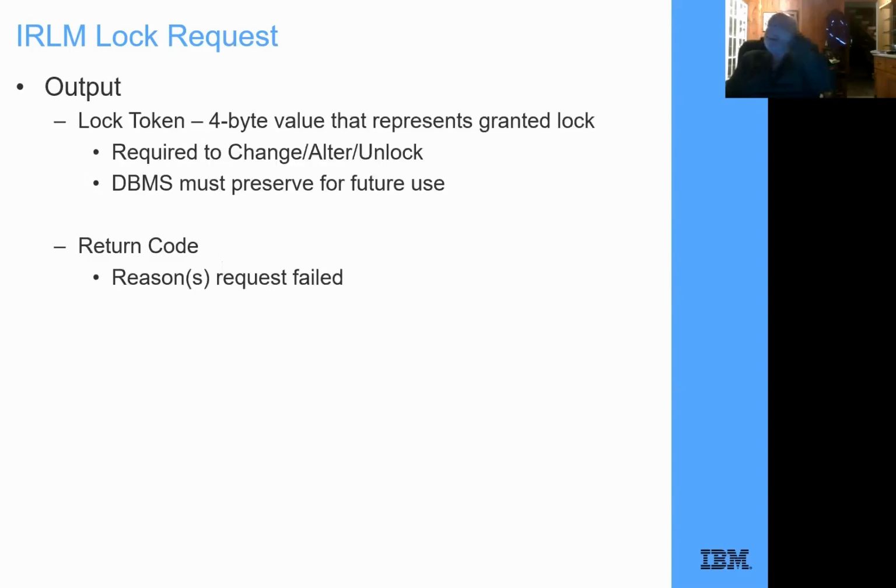What do you get back from a lock request? You get back a lock token. It's a 4-byte value that represents a granted lock. And you need that. You've got to keep it because in the future, when you want to change that lock, alter it, or most likely unlock, you need to supply that token to be able to unlock it. And you get a return code. If the request was not successful, the return code indicates why the request failed.